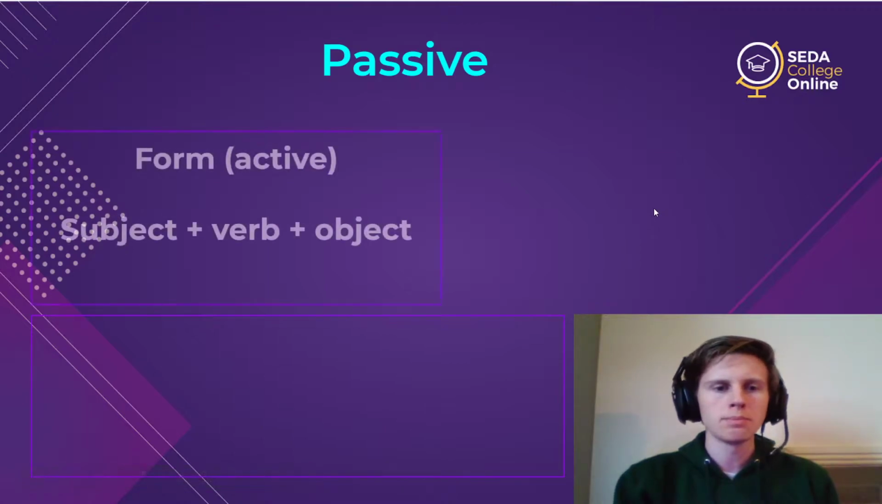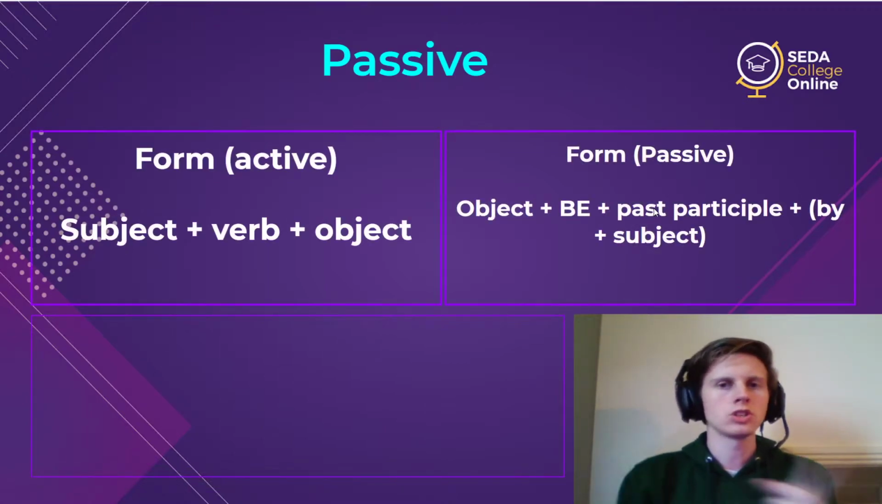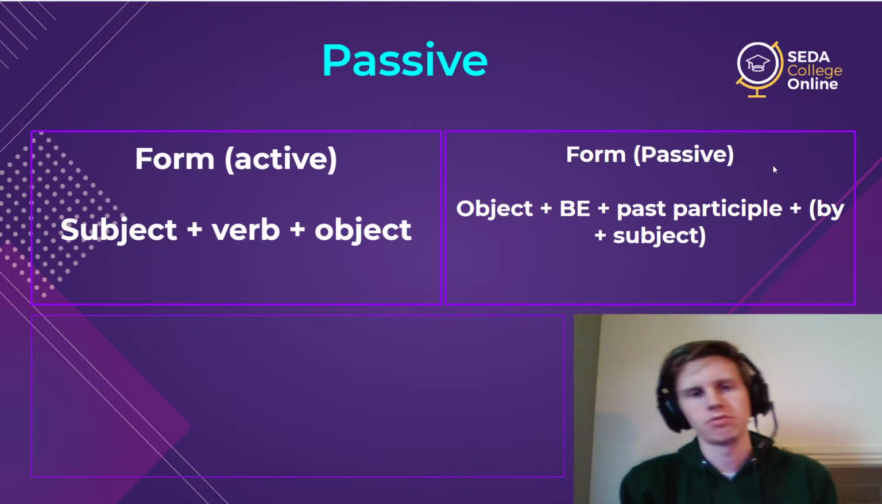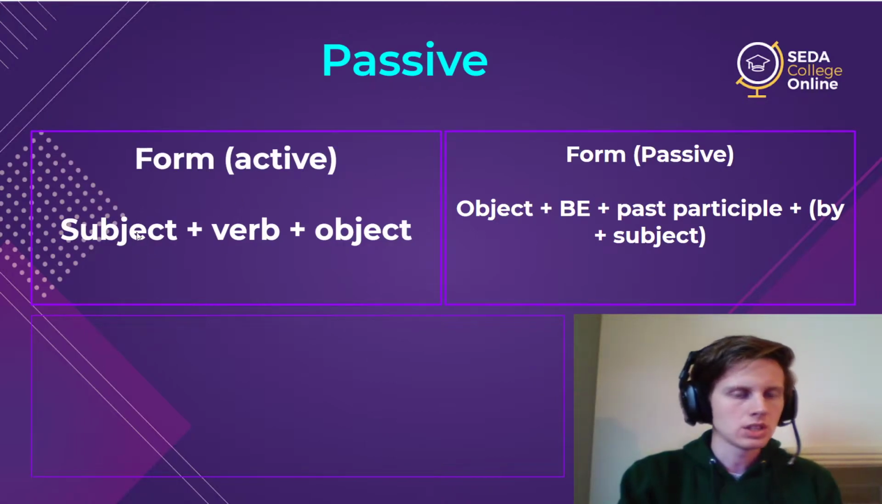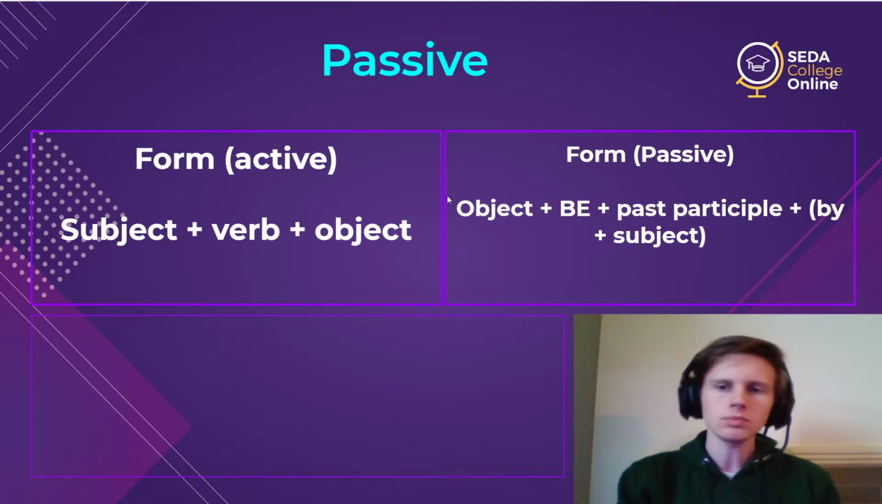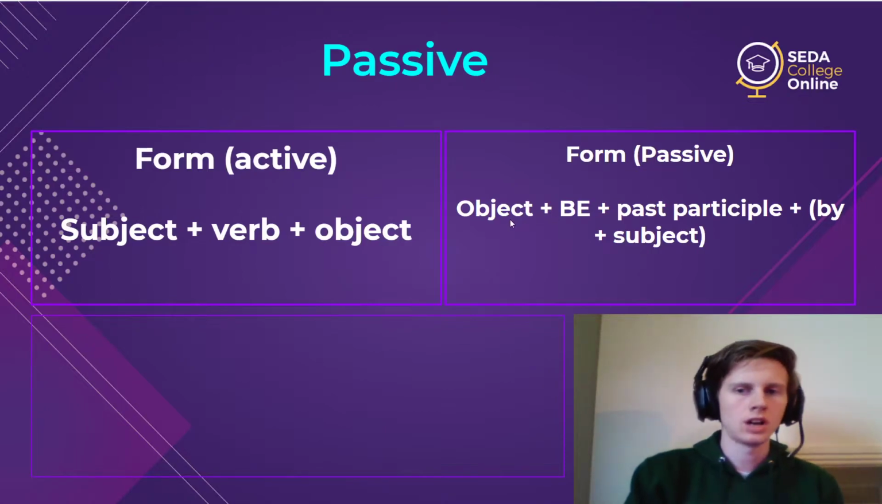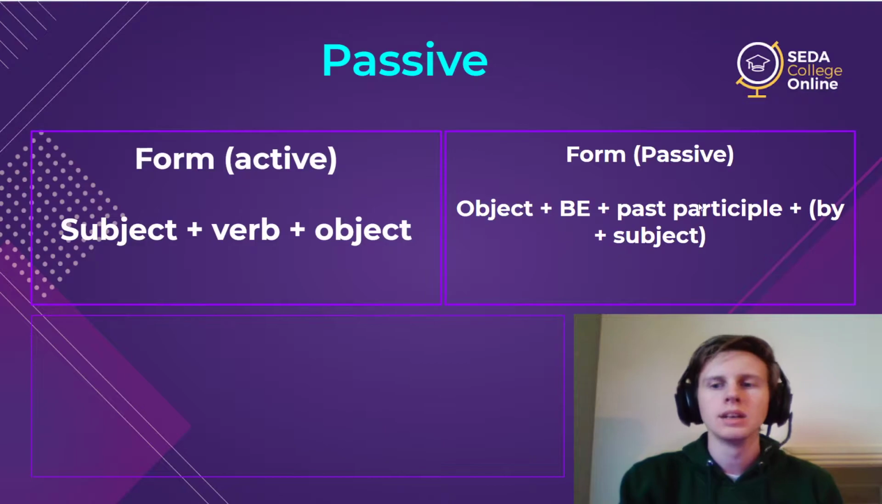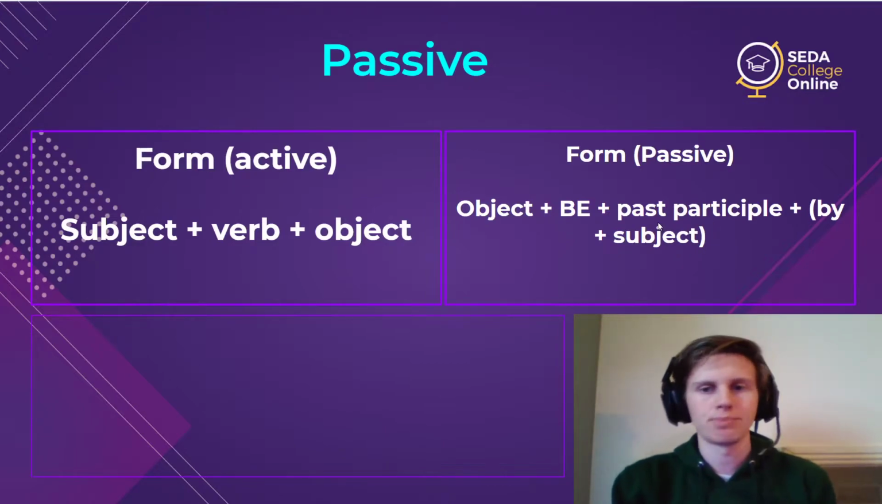And so you'll remember that it's always just a switch between these two forms, the active form and the passive form. The active is always subject, verb, object, where the passive is always object plus be, past participle, and then your subject in a by prepositional phrase.